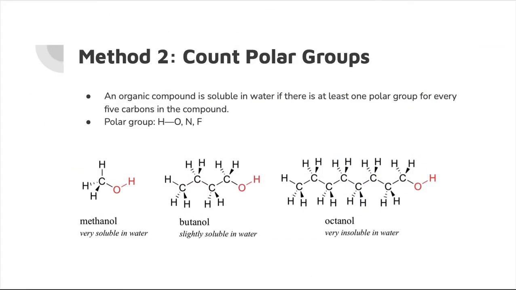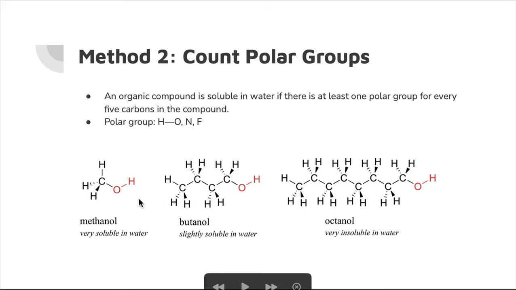So method 2 is the method that I personally like the most: counting polar groups. The rule in that one is that an organic compound is soluble in water if there's at least one polar group for every 5 carbons in the compound. And for this rule, the polar group is considered a bond, like hydrogen bonding, with either oxygen, nitrogen, or fluorine. So that basically just means if you have at least one of those OH, NH, or HF groups in a compound for every 5 or fewer carbons, then that compound will be soluble in water.